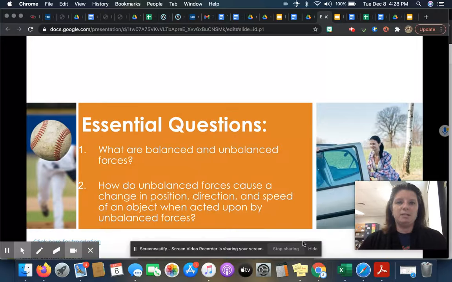Okay. So our essential questions that we're going to cover today are: what are balanced and unbalanced forces? And how do unbalanced forces cause a change in position, direction, and speed of an object when acted upon by unbalanced forces?